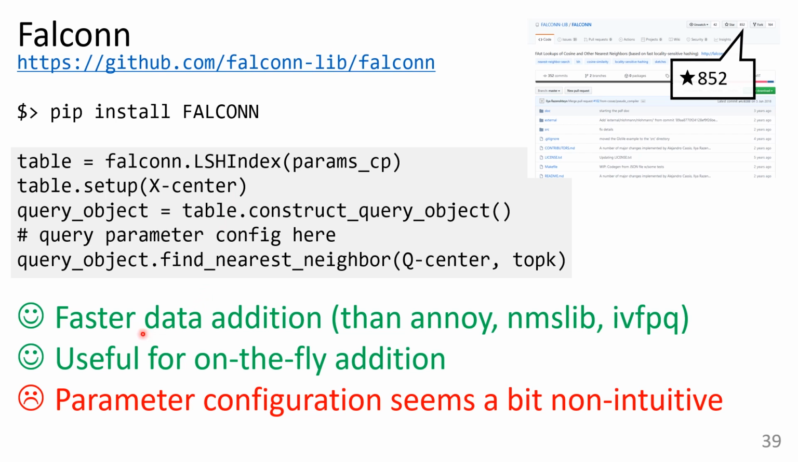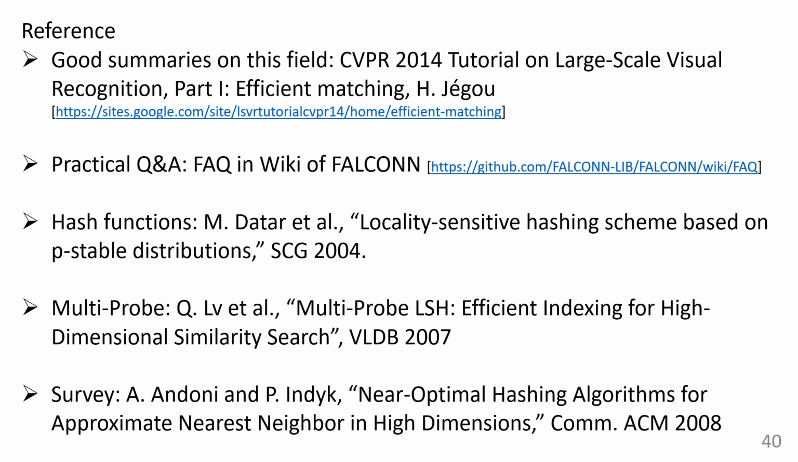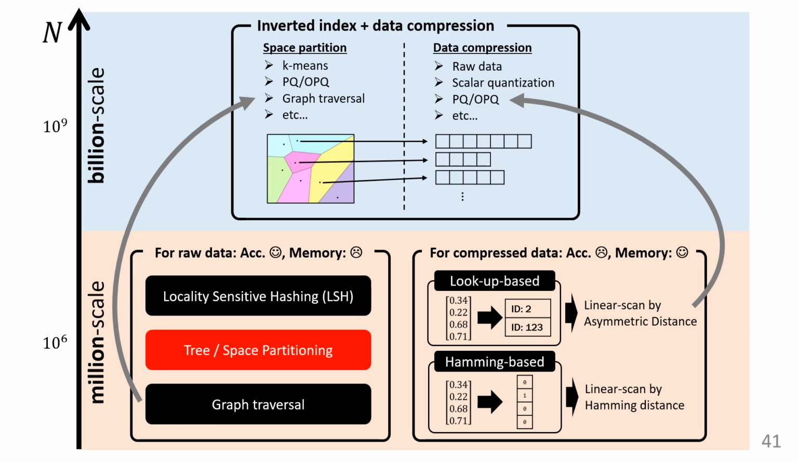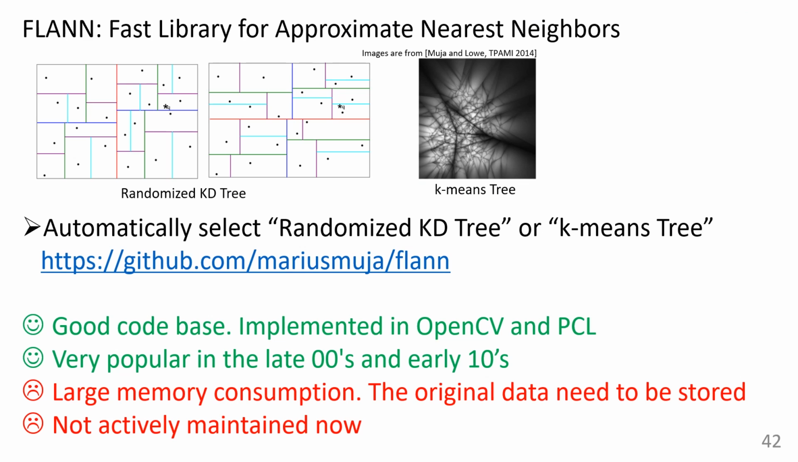The good thing is it's faster for data addition compared to other methods, because we just need to compute the hash functions, so it's maybe useful for on-the-fly addition. The bad thing is that parameter configuration is not intuitive. Okay, this is a reference. So I talked about LSH here. Next I will talk about the tree space partitioning method. The most important, most famous method is basically maybe FLANN, the Fast Library for Approximate Nearest Neighbors.